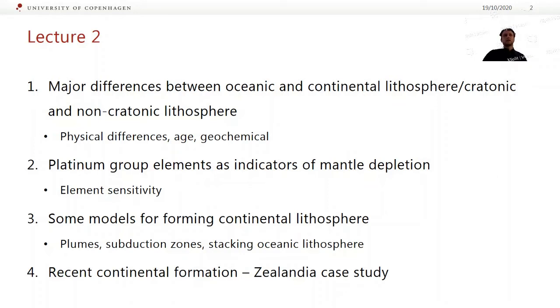Next, I'll do a little side note on platinum group elements and how we can use them as indicators of mantle depletion, and just try and introduce the concept of element sensitivity and why some elements are more sensitive to certain processes than others. Next, I'll go through some models for forming continental lithosphere, including melting in plumes, subduction zones, and by stacking oceanic lithosphere. I won't go into which model is best at that point, but we'll deal with it a bit using a case study of Zealandia as an example of recent continental formation.